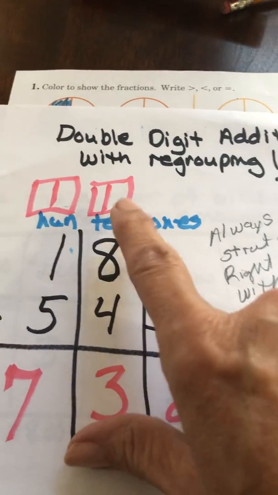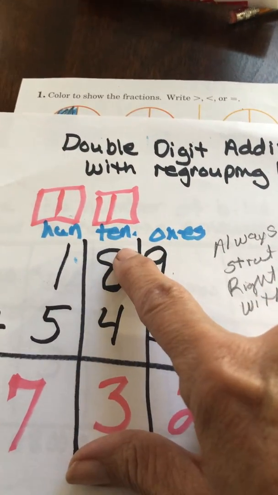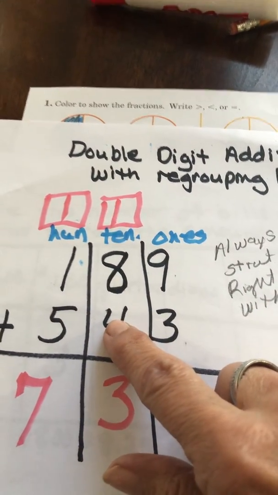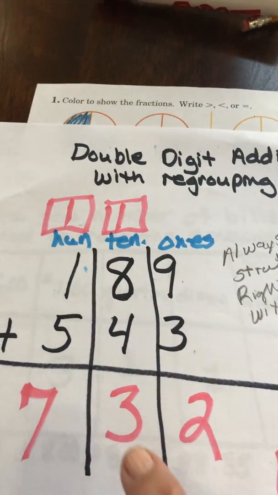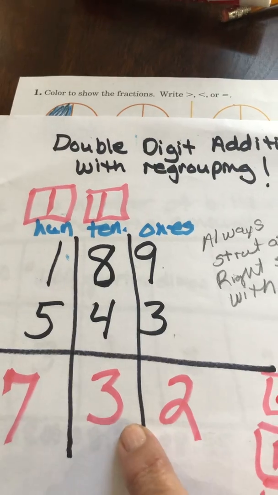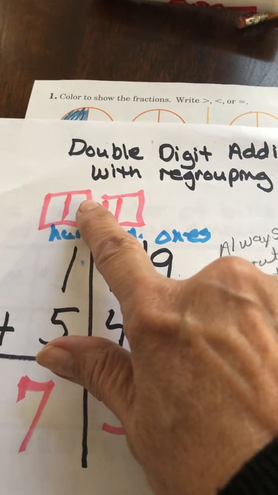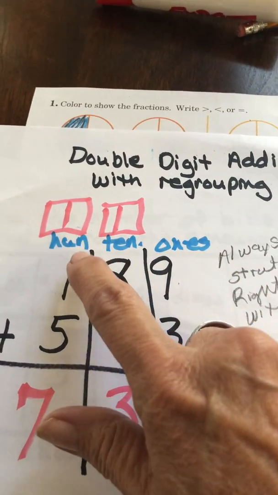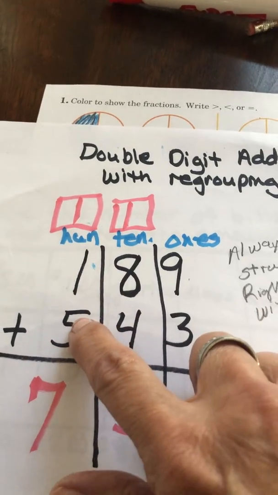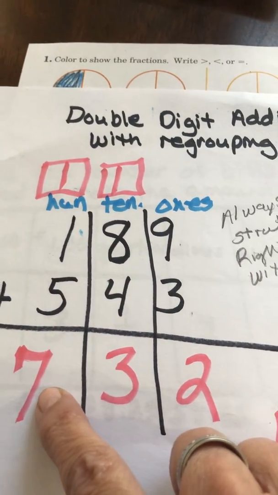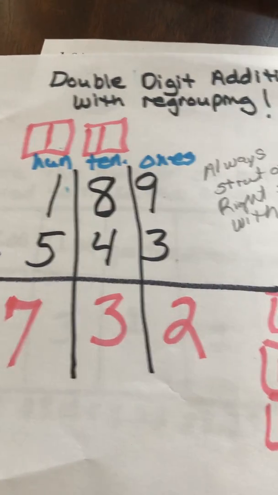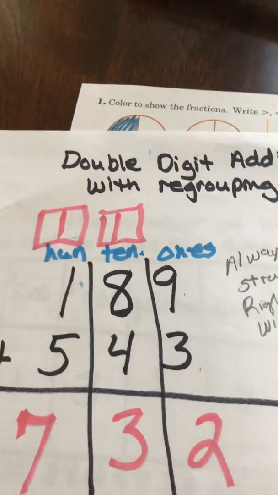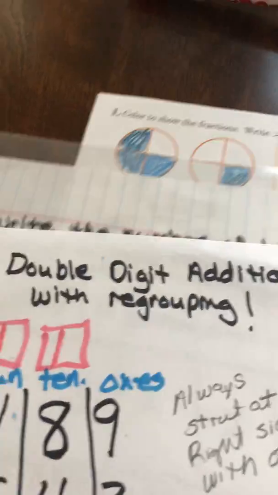I add 3 numbers now. 1 plus 8 plus 4 equals 13. So I put my 1 on the hundreds and my 3 down below. Then I go to the hundreds column and I add 1 plus 1 plus 5 is 7. Okay, and then my answer is 732. Okay, that is double digit adding with regrouping.